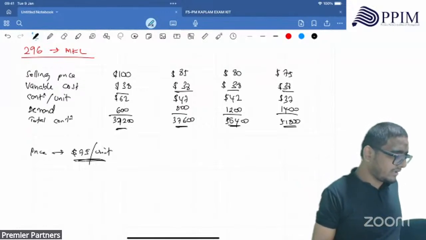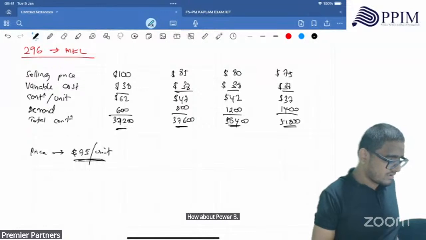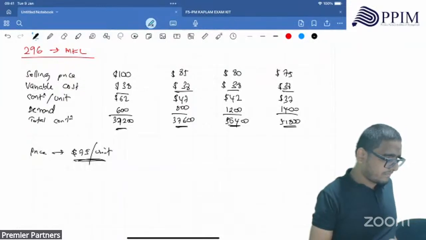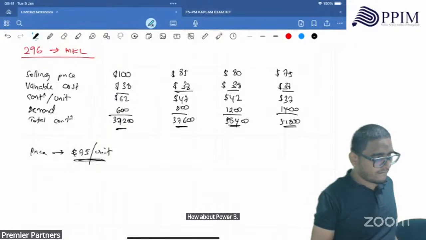Now about part B. Work out part B quickly.